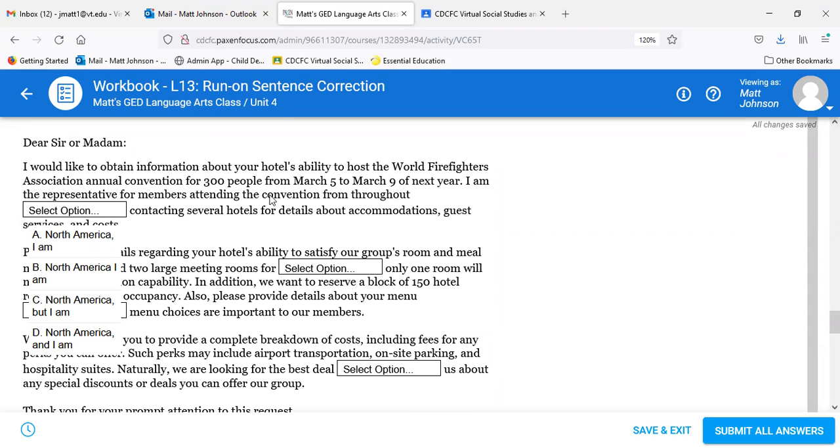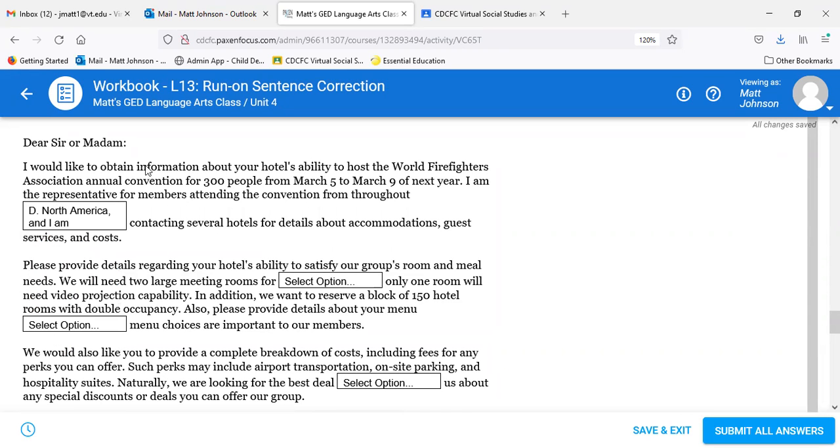D. So we need to have that connecting word there, and. So, members attending the convention from throughout North America is a complete idea, comma, and I am contacting several hotels for details about accommodations, guest services, and costs.